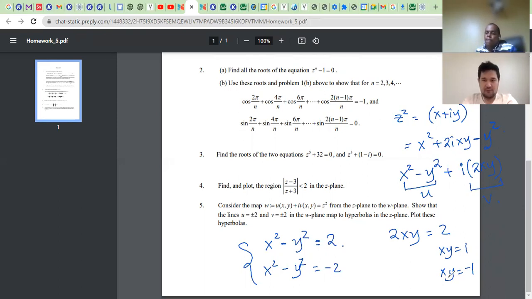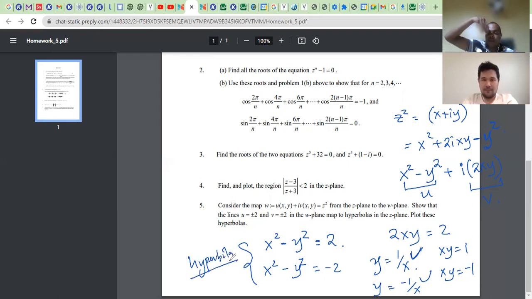Now we can express, for example, x equals 1 over y, so y equals 1 over x, and y equals negative 1 over x. So basically, this is the reciprocal function, and this is clearly the equation of a hyperbola. So we just need to graph it. It's going to be centered at the origin.